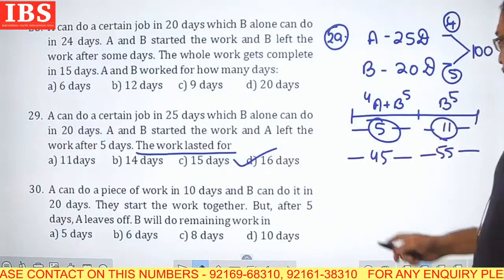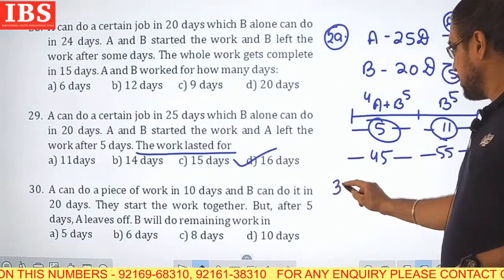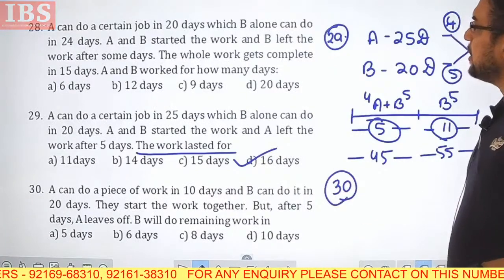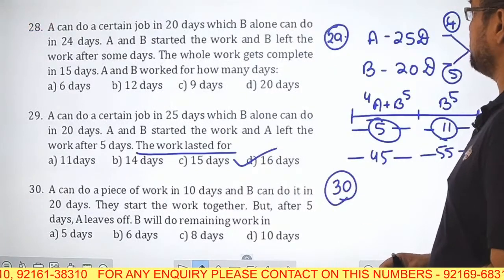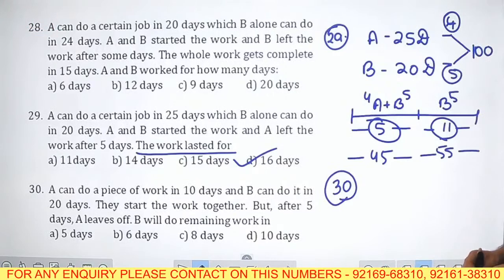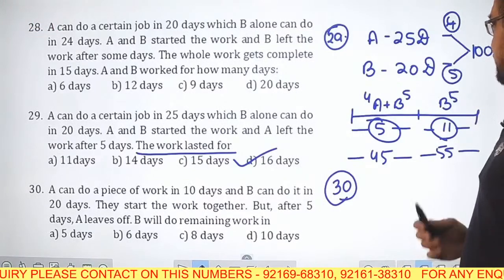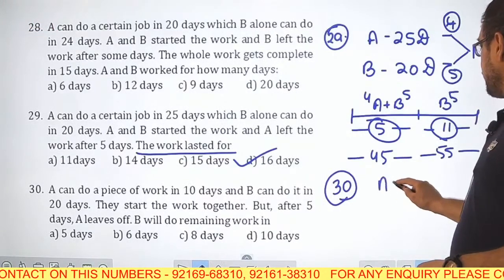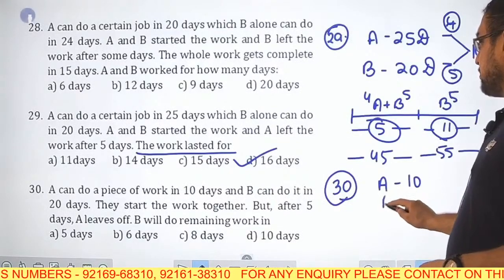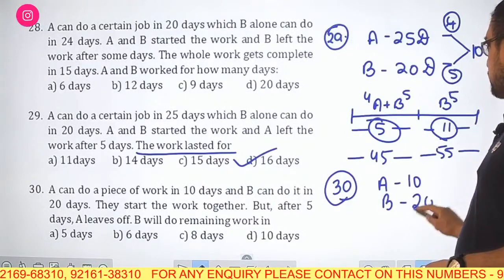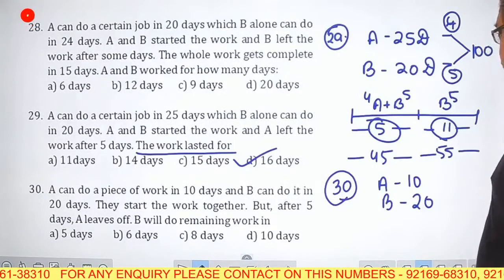Okay, let's see question 30th now. Let's see question number 30. Now do this question. Similar type of question. A can do it in 10 days, B in 20 days. They started the work, but after 5 days A leaves off.